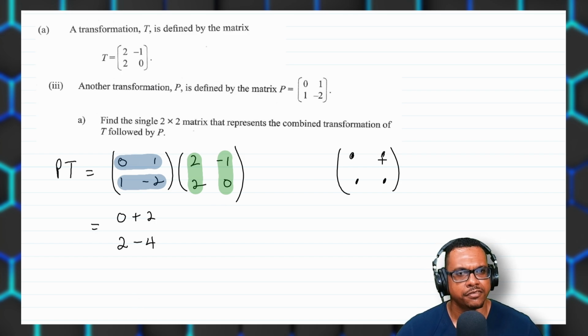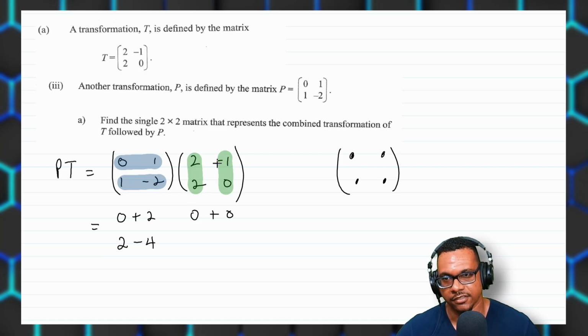Now if you want the number for here, this is in your first row, second column. That's the number up top here. So you multiply your first row by your second column. So 0 by -1 is 0, plus 1 by 0 is 0. Now the last one is the number down here, which is in your second row and your second column. So you're going to multiply your second row by your second column. So 1 by -1 is -1, plus -2 by 0, which is just 0.